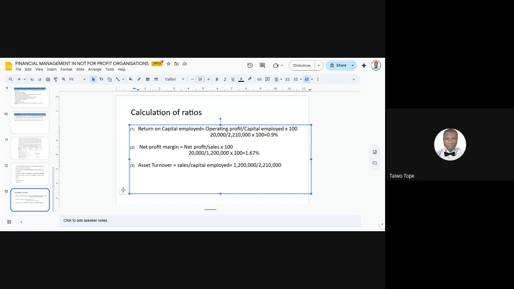Asset turnover is calculated in what? It's calculated in time. You are not multiplying by 365. This is not the average collection period. So it is 0.54.